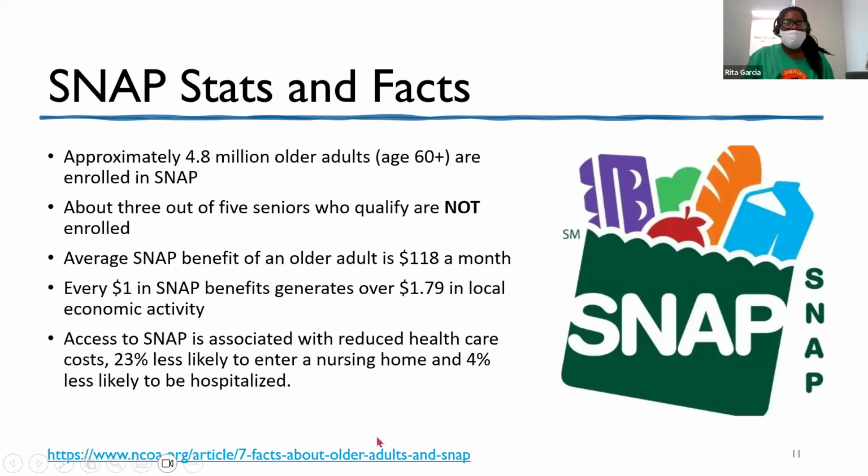The stats and facts, pardon me: approximately 4.8 million older adults age 60 plus are enrolled in SNAP, and about 3 out of 5 seniors who qualify are not enrolled. The average SNAP benefit of an older adult is $118 a month, and every $1 in SNAP benefits generates over $1.79 in local economic activity. Access to SNAP is associated with reduced healthcare costs, 23% less likely to enter a nursing home, and 4% less likely to be hospitalized.